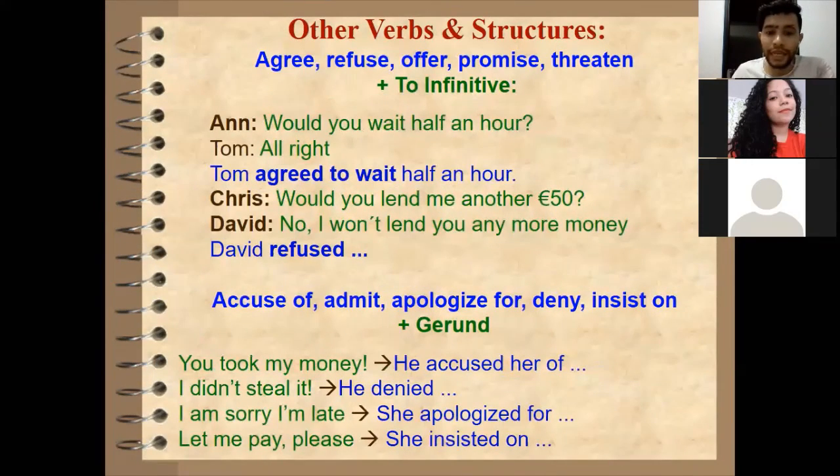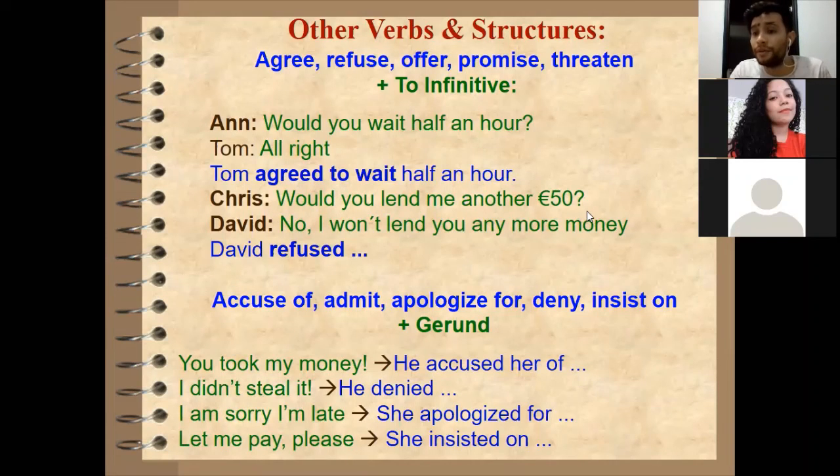Well, that is it, guys. This is just like some extra words that can be used with to, and some extra words for the reported speech that can be used with the gerund form. Like, for example, here, let's read this. And would you wait half an hour? Tom, all right. So Tom agreed. Agree, refuse, offer, promise, and threaten. Tom agreed to wait half an hour. That's it, right? To infinitive.